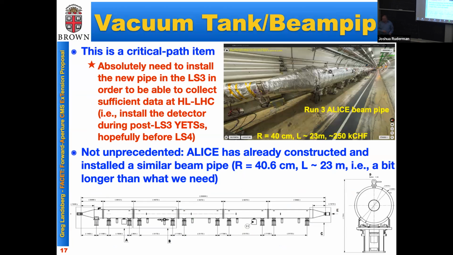The vacuum tank here is the beam pipe of ALICE. It has basically the same size as we need, slightly longer than what we need. It is 23 meters long with a 40 centimeter radius. The cost was 250 Swiss francs. Why does ALICE need a big beam pipe? They need it to separate the beams and decrease the background, so that was installed before. Oh, they have a bigger crossing angle?